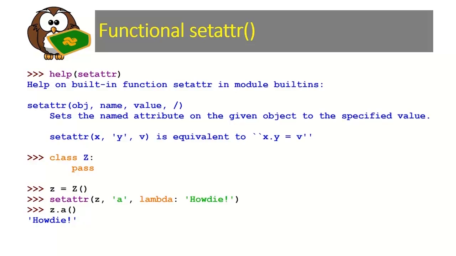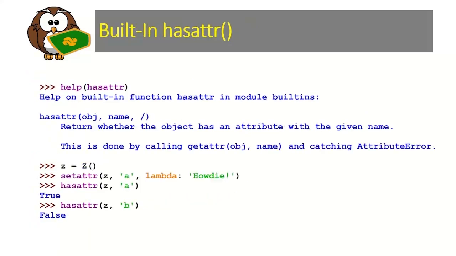And even though Z is an instance of a class, note that we don't have to have a self parameter, and one will not be provided for us. For one example, we have a lambda function with no parameters. It's simply going to return howdy, in this case, whenever we call the lambda function or the function that we've associated with the A attribute of our class.